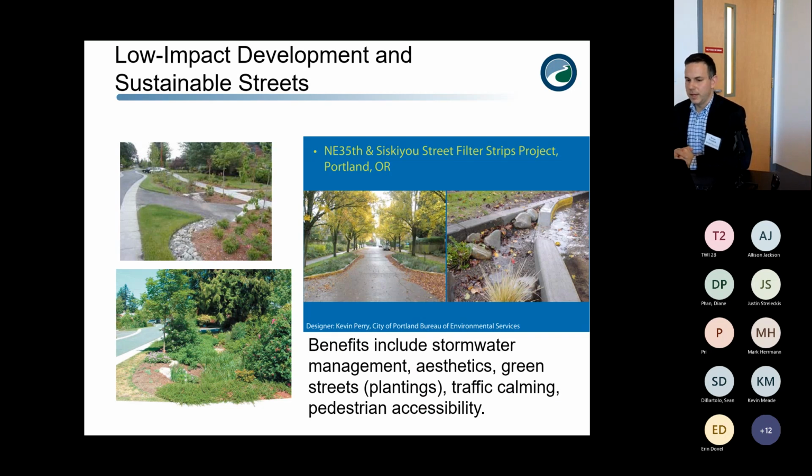I also want to talk about low impact development and sustainable streets. How do we use all of these different approaches of vegetated swales, rain gardens, tree planters? There are all these different tools that we can use in a sustainable street approach. And the benefits aren't just stormwater management, it's also the aesthetics, this idea of green streets with plantings, trees having a huge value, traffic calming, pedestrian accessibility in urban areas. There are all these benefits to using green infrastructure in our streets.